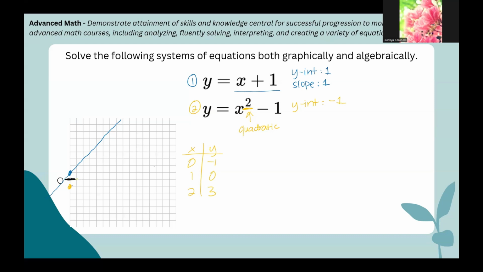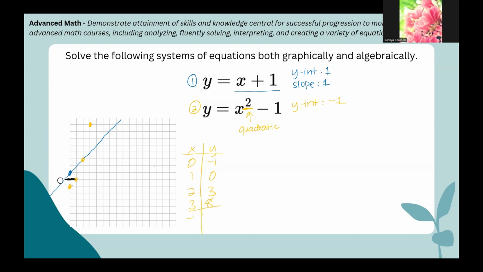So at 0, it's this. At 1, it is 0. At 2, it is 1, 2, 3. Okay. And then at 3, it is 9 minus 1, which is 8. So at 3, it's 1, 2, 3, 4, 5, 6, 7, 8. So I think this is good on this side. Let's graph a few more points on the other side.